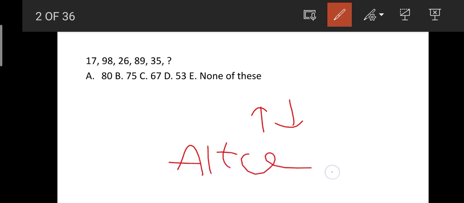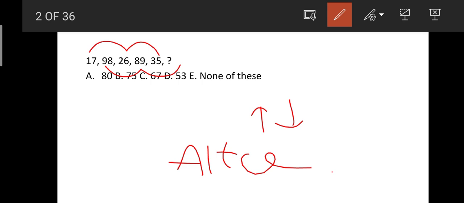this is a number series question friends, and they have given 17, 98, 26, 89 and 35. If you have observed here, the number is alternately increasing and decreasing, isn't it? Then you can confirm that it is an alternate series. Okay, 17, 26 and then 35, and then 98, 89, and the next number we should calculate.